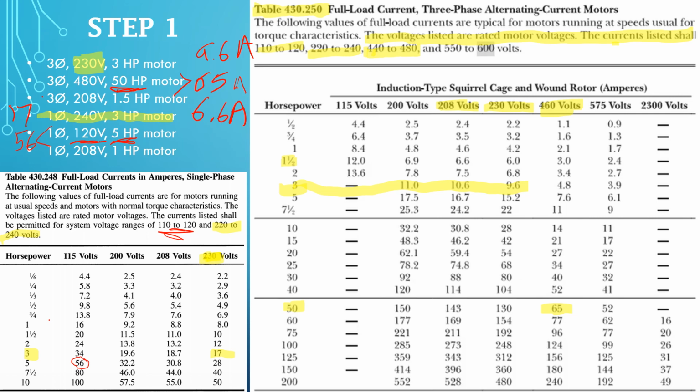Then lastly, we have 208 volts, which will be this column right here. 1 horsepower motor, so that is going to be 8.8 amps.